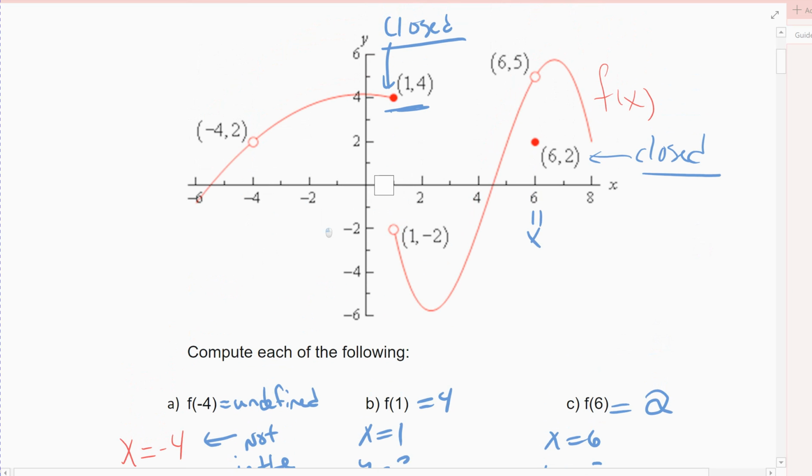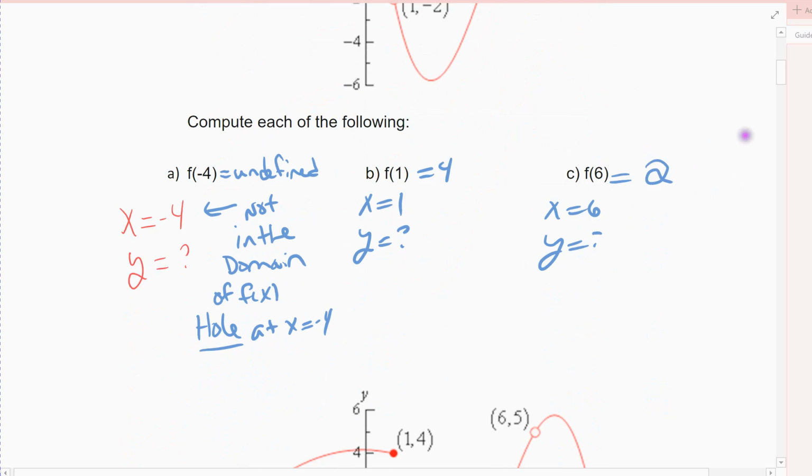Now limits. All right, we're going to use limits. Again, we're going to stick to those 3 numbers because that's where interesting stuff is happening to my particular function.